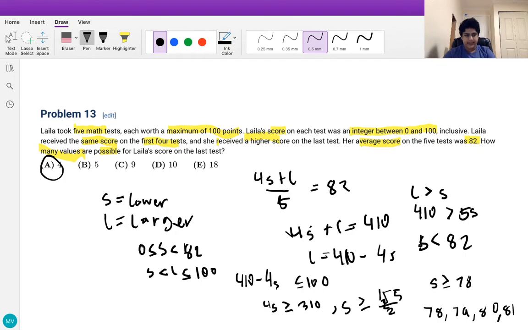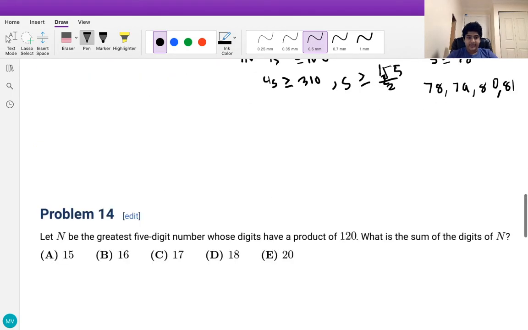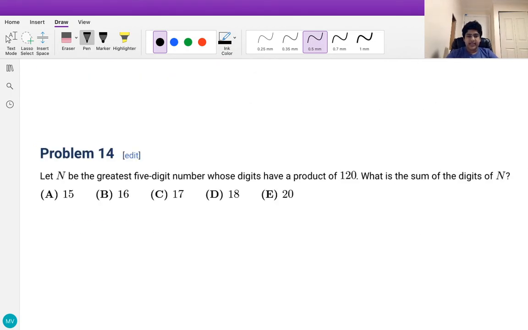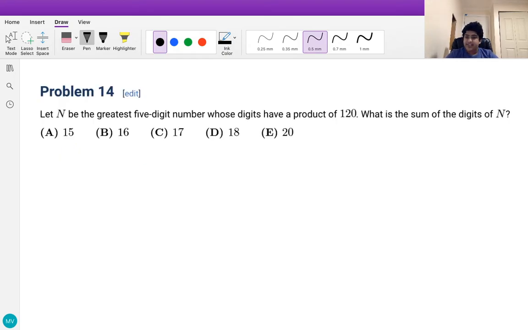Problem 14. Let n be the greatest 5-digit number whose digits have a product of 120. What is the sum of the digits of n? Now, in order to produce the greatest 5-digit number, we need to maximize the first digit and then continue maximizing the next digits accordingly. This is because the first digit in the 5-digit number has the largest impact on the total value, and its value determines if it's larger or smaller than other values.